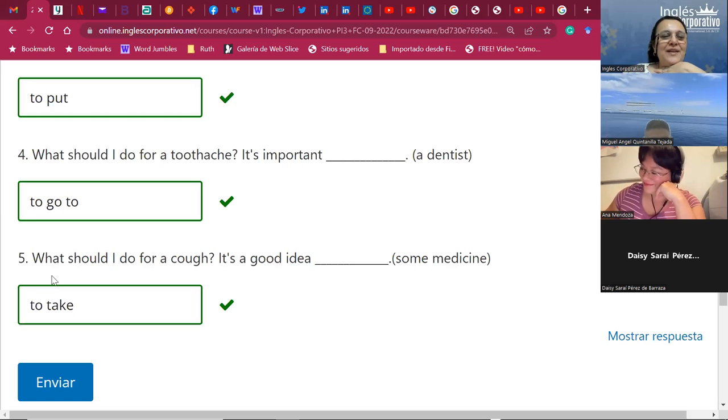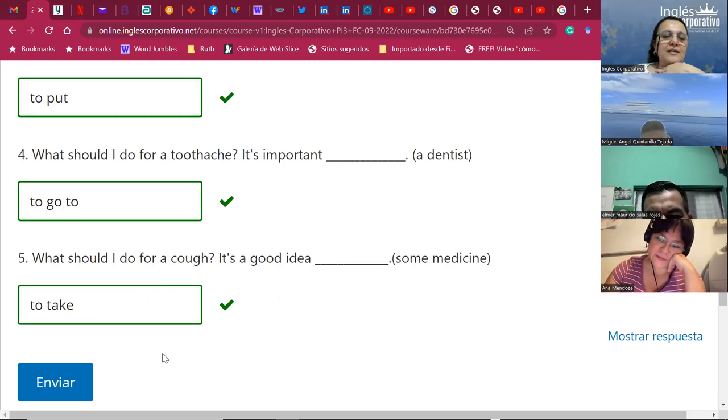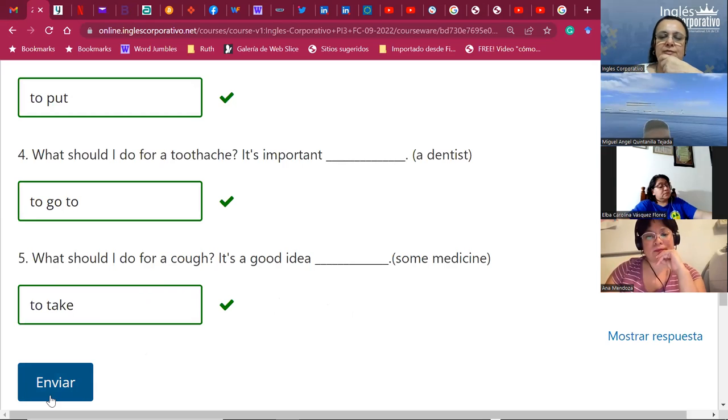Okay, number five, what should I do for a cold? It's a good idea to take some medicine. Remember that yesterday we were talking about my tea. Today my son came home very sick from school, and we had to make him the tea, and he's drinking it and he's getting better.